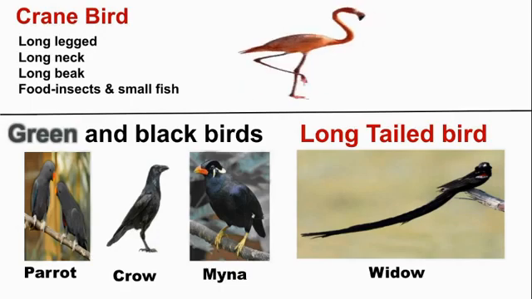Down you can see some green and black birds, children. What is that? Green bird. Any example for a green bird, children? Yes, parrot. And any examples for a black bird? Exactly, crow and myna also. And children, do you know which is the long-tailed bird? Yes, widow. As you are seeing in the picture, that bird's name is widow, and it has a long tail.